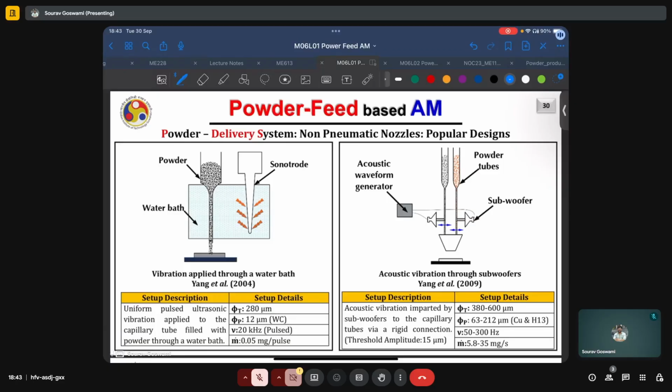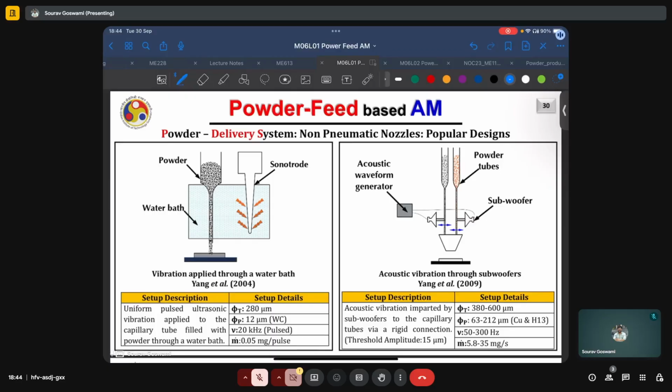The vibrations can also be acoustic in nature, that is, they can be generated through sound and transmitted through subwoofers. And on the right here, we have an example of acoustic vibration imparted by subwoofers to the capillary tubes via rigid connections, such as shown here. Here, the diameter of the tube is the largest, going as high as 600 micrometers. The diameter of the powder particles is also very large, say between 63 and 212 micrometers. And pure copper as well as S13 tool steel alloy have been printed by this process.